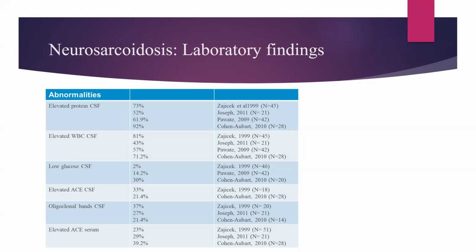Elevated ACE is really non-specific, and we don't see it commonly elevated in neurosarcoidosis. Oligoclonal bands are markers of inflammation, meaning inflammation directly in the central nervous system when oligoclonal bands are present in CSF but not in serum. And in the serum, again, sed rate, CRP, or ACE could be elevated, again, non-specific.